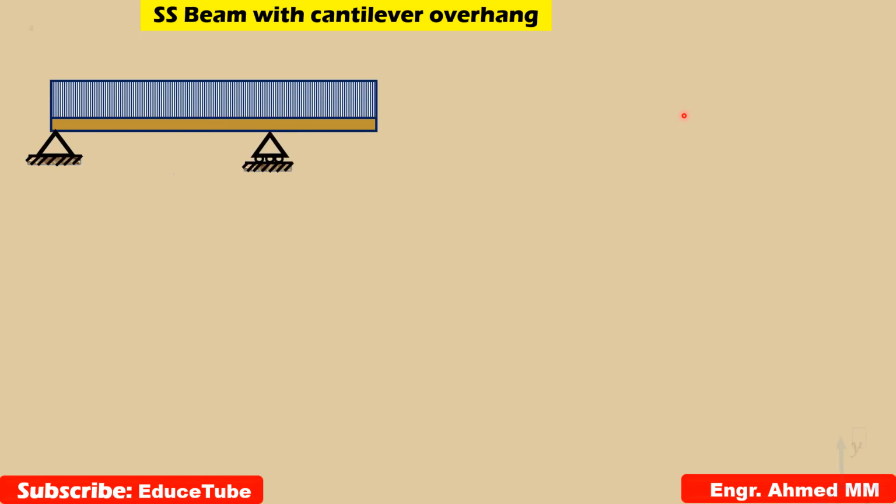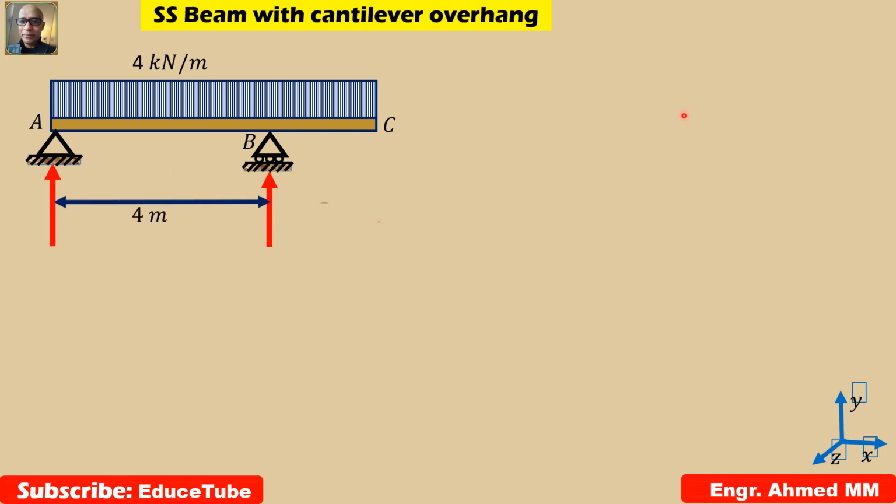Hi everybody. Today I am going to discuss a simply supported beam with a cantilever overhang. Here, the cantilever overhang means this part, and the beam is simply supported on two supports, having a uniformly distributed load of 4 kilonewton per meter. As well, it has a concentrated load of 6 kilonewton at the tip of the beam.